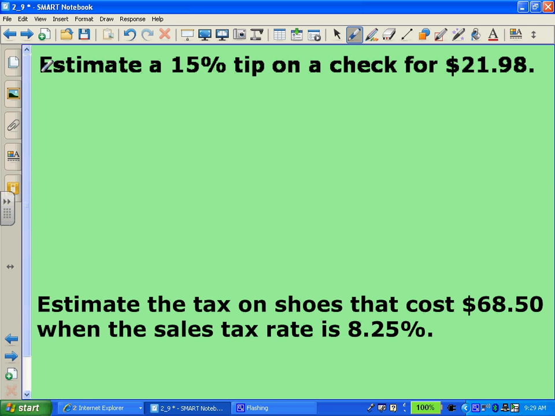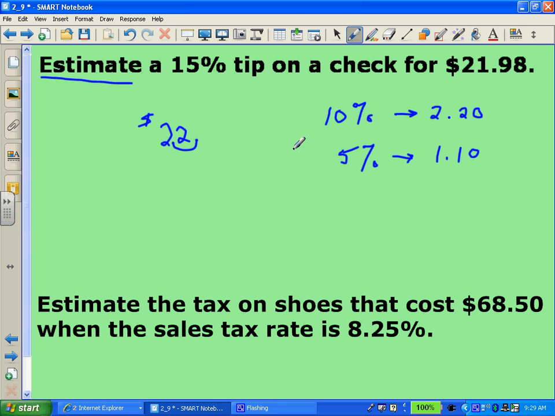So estimate a 15% tip on a check for $21.98. Now notice here we are estimating. So I'm going to take $21.98 and I'm going to make it $22. Just because it'll make things easier, and it doesn't matter because I'm estimating. So the first thing I would do is figure out what's 10% of that. Well, our rule said move it 1 to the left. So 10% of 22 is 2.20. Well, 5% of that is just going to be half of 2.20. Well, half of 2.20 is 1.10.